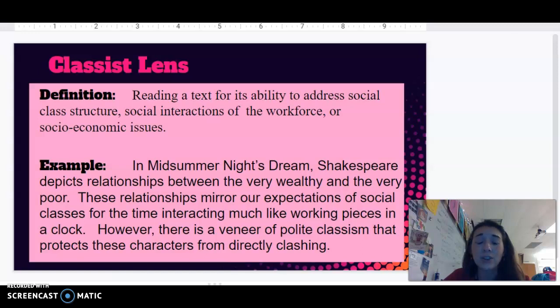The characters, although they do run into each other throughout, act according to their class structure. We don't have Theseus trying to marry Helena. We don't have Bottom actually living happily ever after with Titania, because that would not be correct according to the class structure for that time period. So this would be an example of the classist lens.